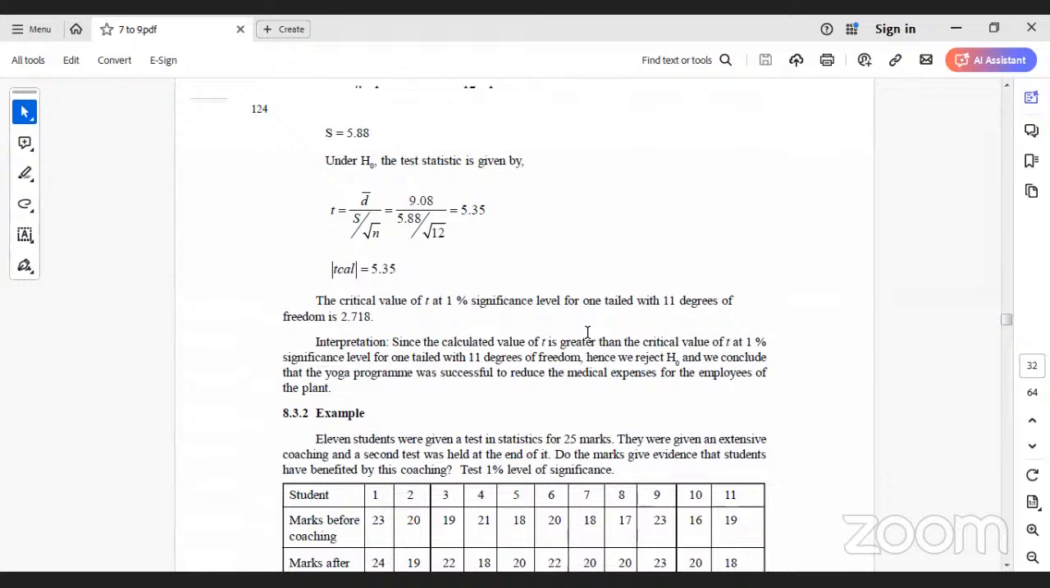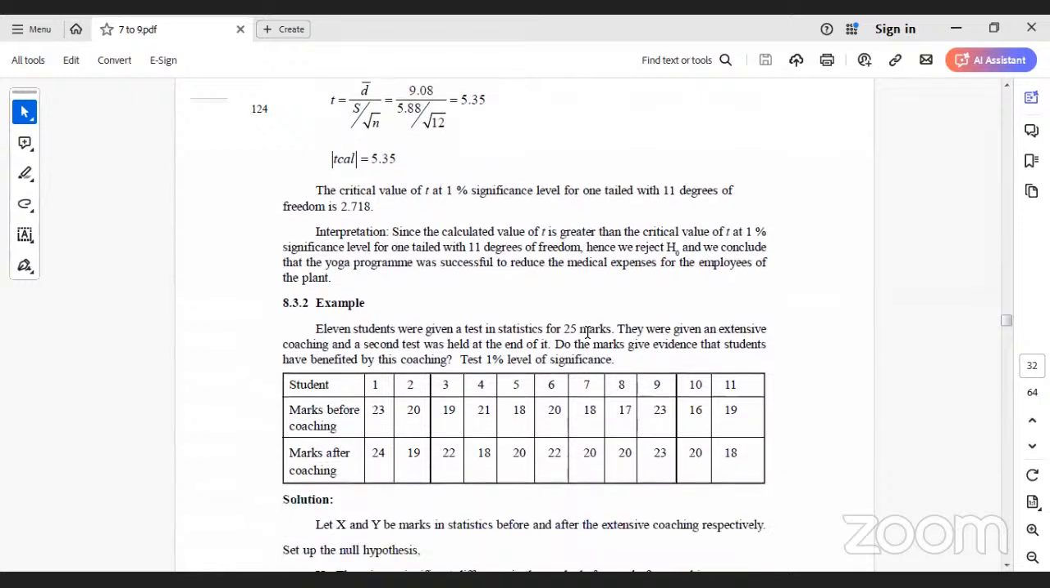Here is another example. Eleven students were given a test in statistics for 25 marks. They were then given extensive coaching, and a second test was held at the end of it. Do the marks give evidence that students have been benefited by this coaching? Test at 1% level of significance.